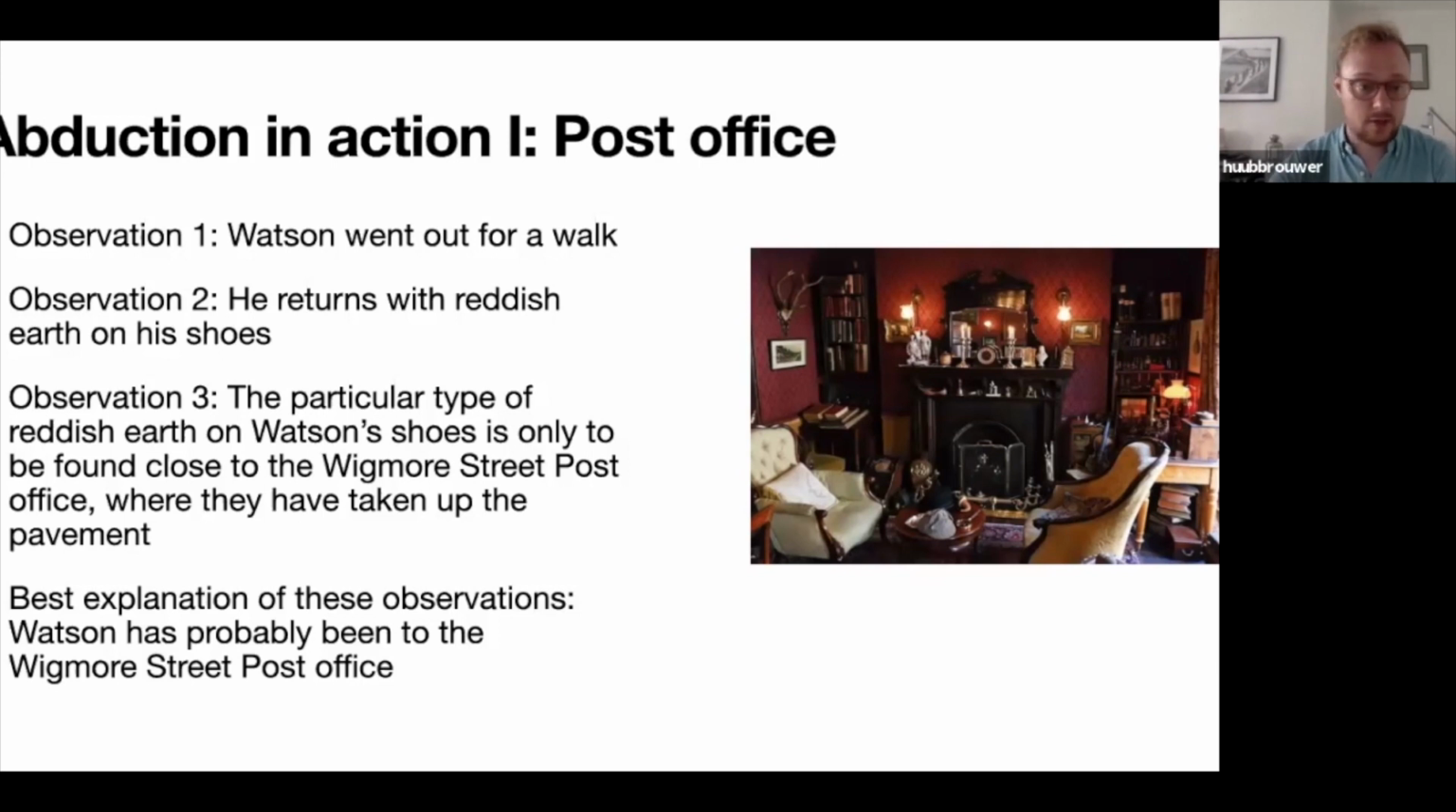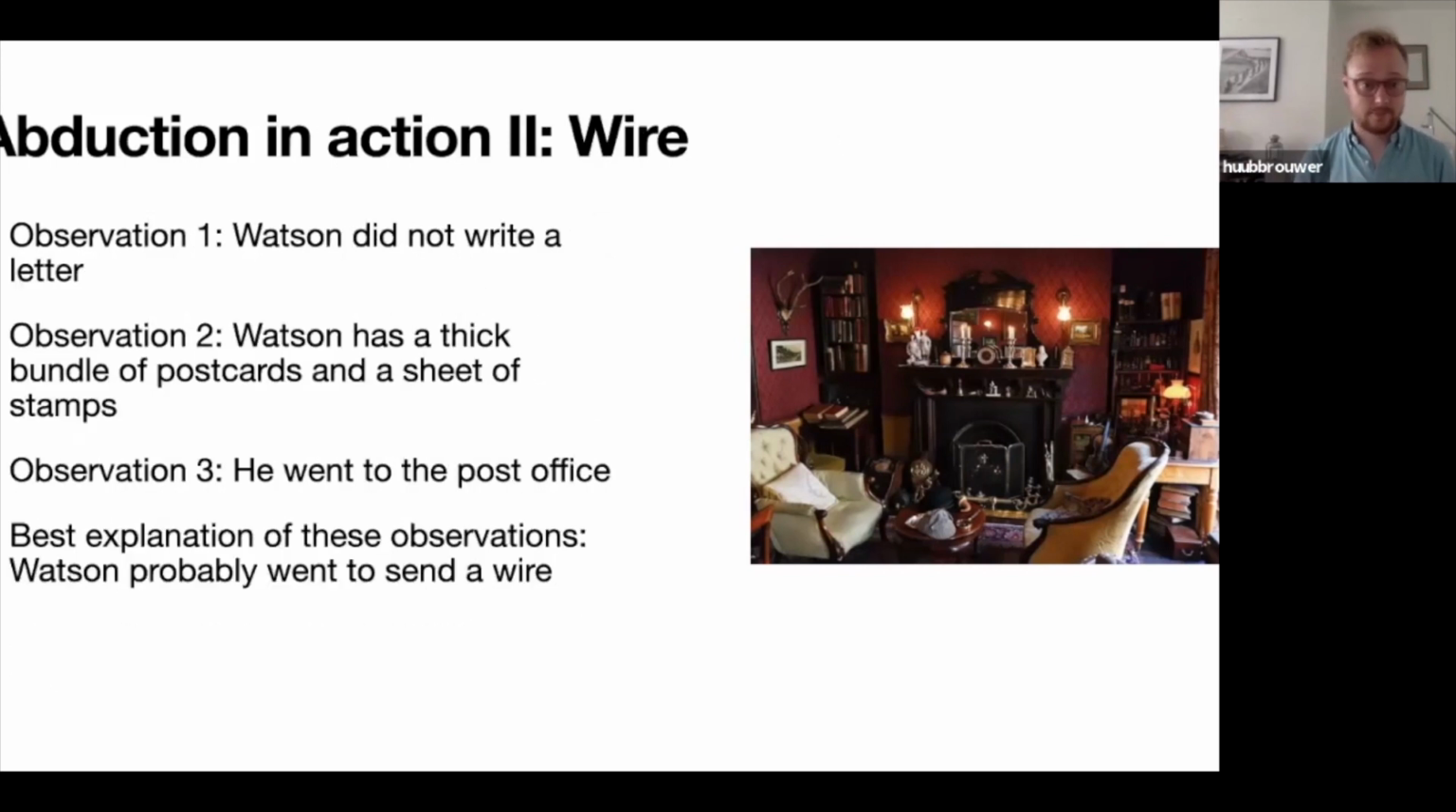And his best explanation is that Watson has probably been to the Wigmore Street post office. I use the word probably here because that's what many users of the method of abduction rightly do. They think they have arrived at the best explanation, but there might always be a better explanation of the facts. That's why if you're using the abductive method, it's good to highlight in the conclusions that you derive from it that you arrive at a probable result, but you're never sure.